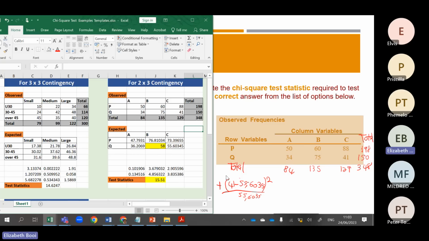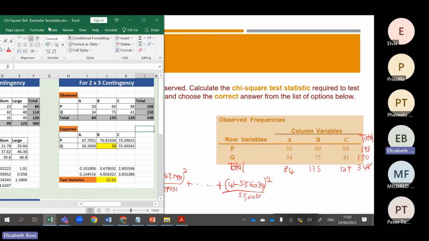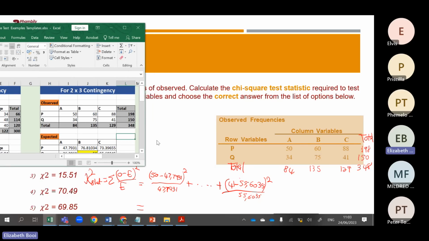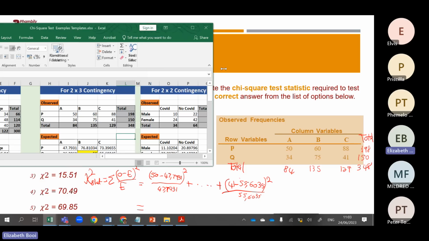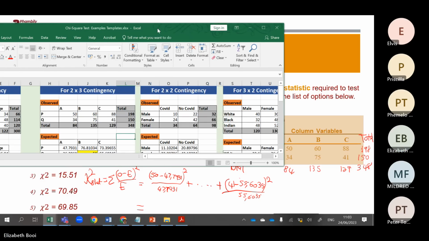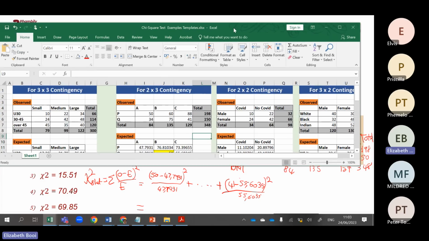You can see 55.6345, which is the same as what we calculated. Then we can also check the other one that we calculated, which was 47.7931. You can see this. Okay.